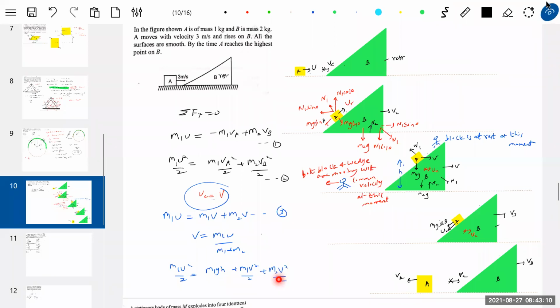Do we have a formula? Yes, we know v from here, and the initial data is given. So to what height it will rise, that also we can calculate. What is the question? Find the maximum height ascended by block A on the wedge. That is what h is. So what should we call h? Maximum height.